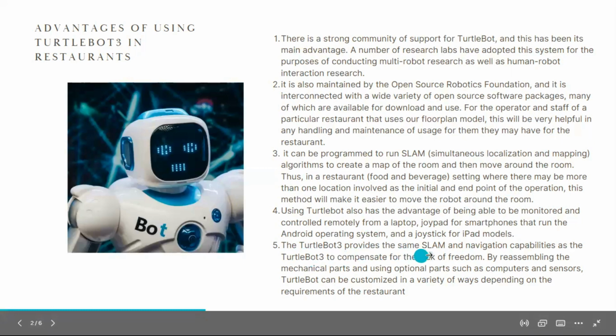The TurtlePod provides the same SLAM and navigation capabilities as the TurtleBot 3 to compensate for the lack of freedom. By reassembling the mechanical parts and using optional parts such as computers and sensors, TurtlePod can be customized in a variety of ways depending on the requirements of the restaurant.